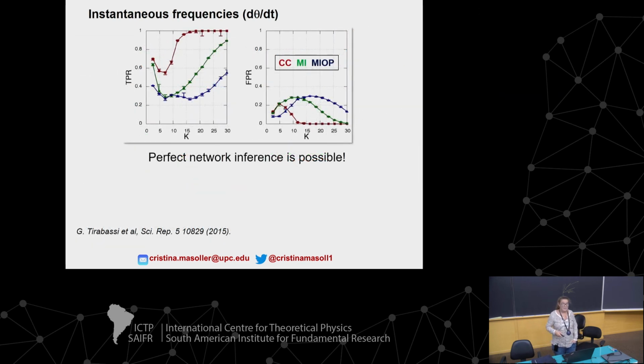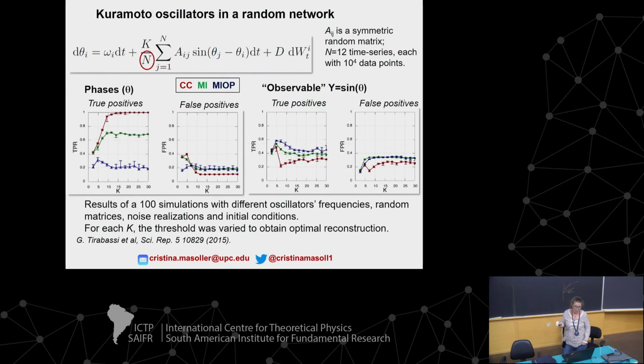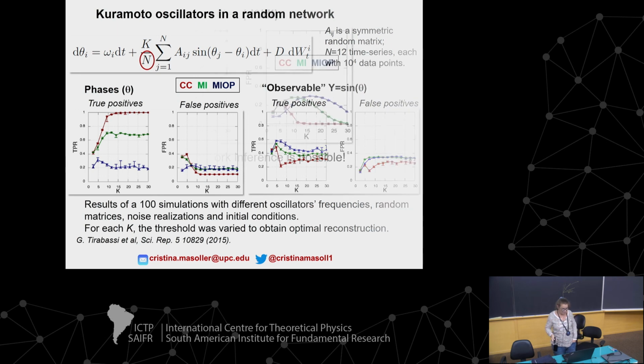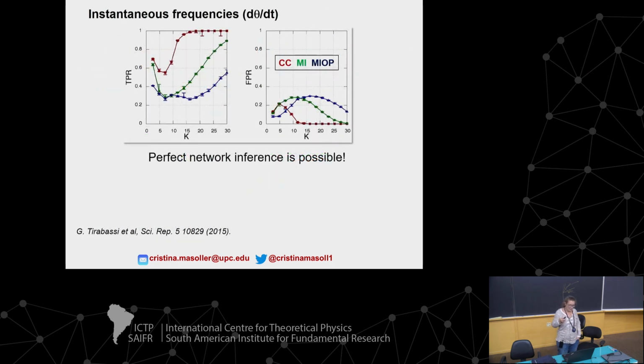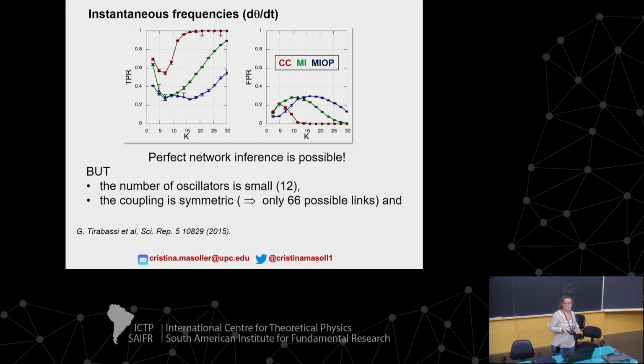And if you look at the frequencies, because remember, the system is coupled by the frequencies. If we put the derivative on this side, this is the frequencies of the oscillators. If you look at the frequencies, then the cross-correlation, again, is the one that works the best because it allows you to get the true positives equal to 1 and false positives 0. However, this is a small network. The coupling is symmetric, so we don't have too many things to find. And we had plenty of data points to analyze. The time series was very long.